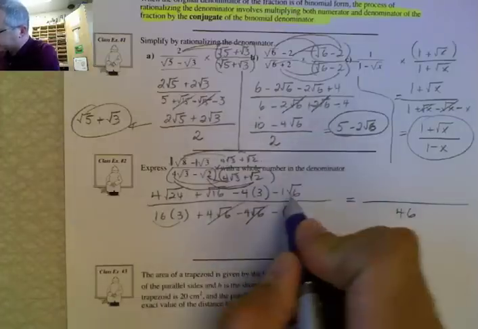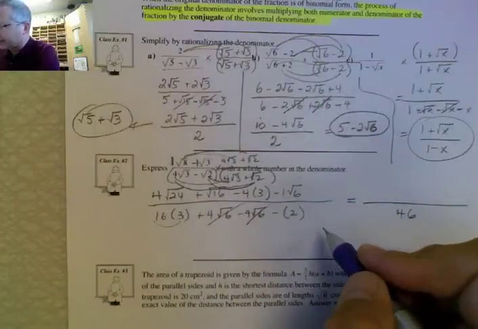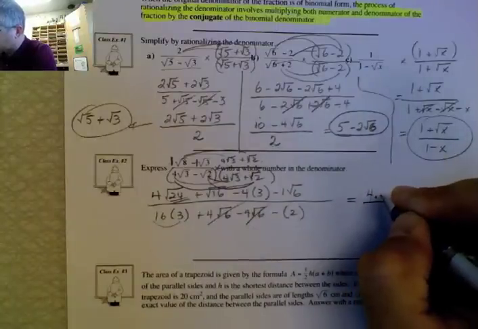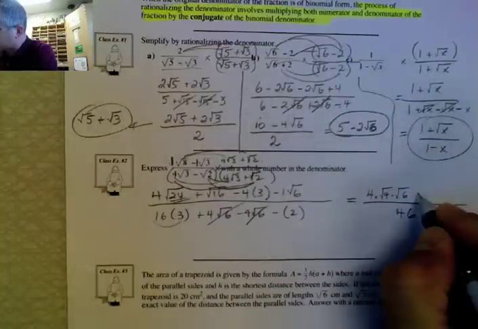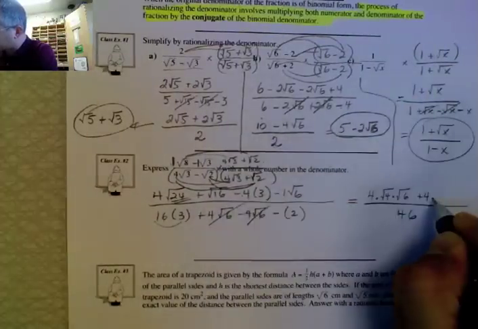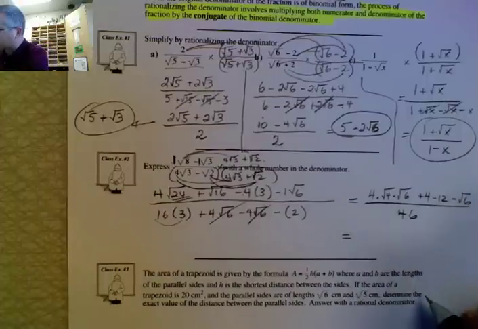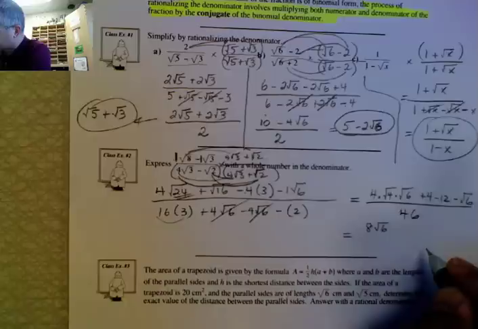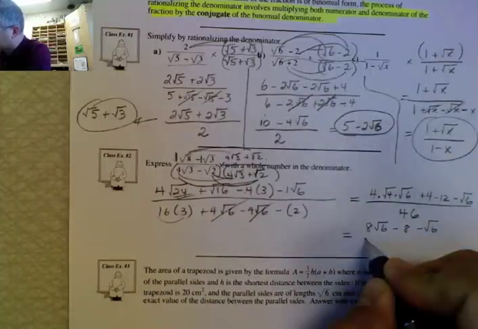In the numerator, it doesn't look like I have any like terms, but I can simplify things. I can simplify the square root of 24. The square root of 24 is square root of 16 times 6. Square root of 16 is just 4. Negative 4 times 3 is negative 12. And this is just negative root 6. So if I finish this up, square root of 4 is 2. 2 times 4 is 8 root 6. 4 minus 12 is going to give me negative 8, and I have a negative root 6, still all over 46.